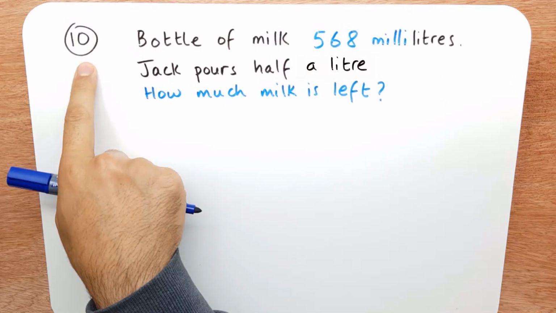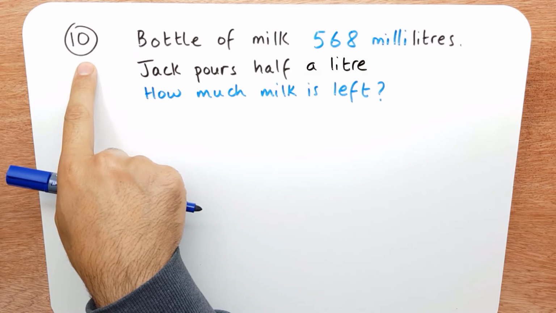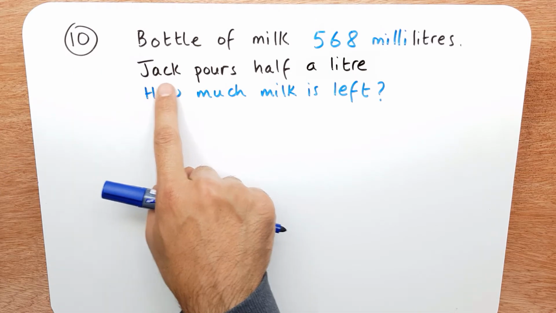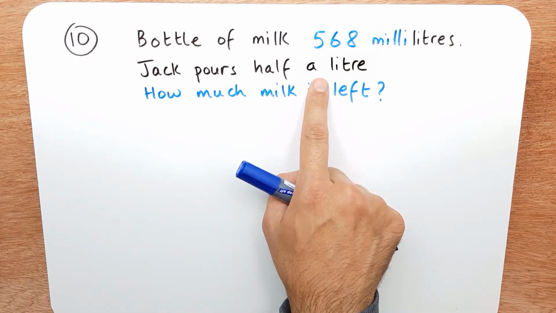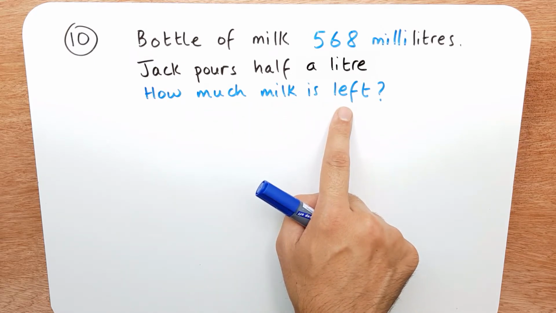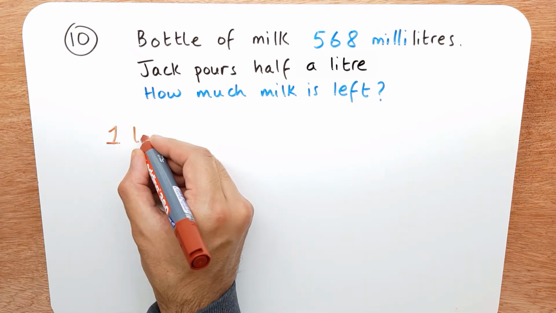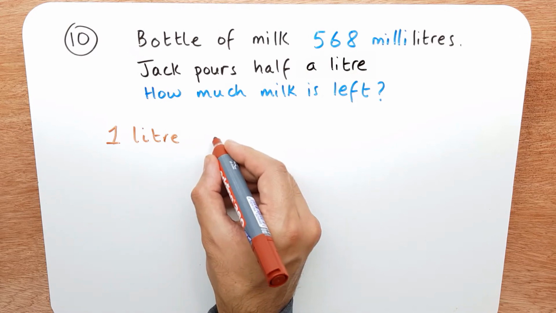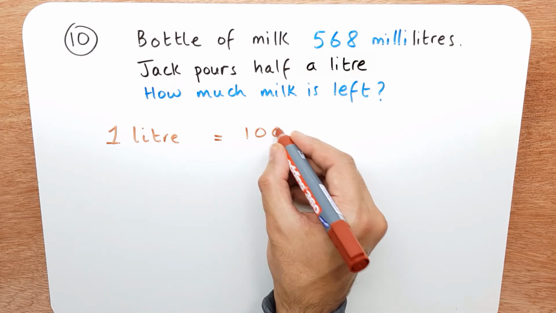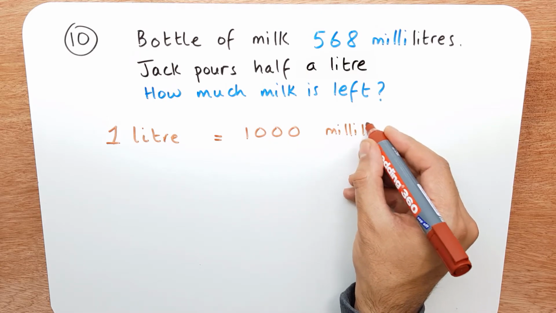We're told that there's a bottle of milk and it contains 568 milliliters of milk. And what Jack does, he pours out half a litre. And the question we've got to answer is how much milk is left in the bottle. Now with this, what I want you to know is that 1 litre has exactly 1,000 milliliters.